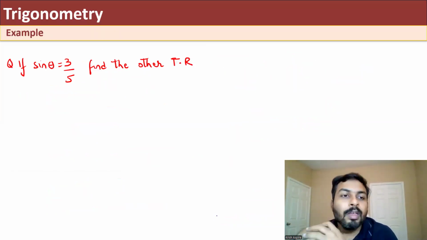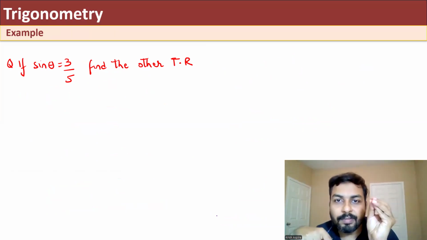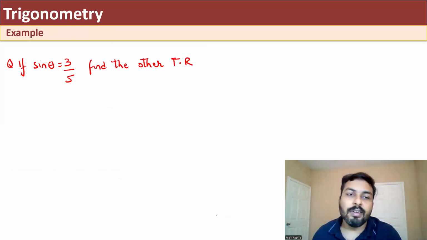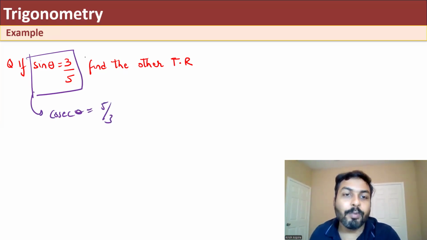If sine theta is equal to 3 by 5, find the other trigonometric ratios. So he has given you the sine theta and is asking you to find the other trigonometric ratios. When sine theta is given to you, the first thing I can say is that cosecant theta is equal to 5 by 3. It's the reciprocal. So out of 6 trigonometric ratios, I got 2.